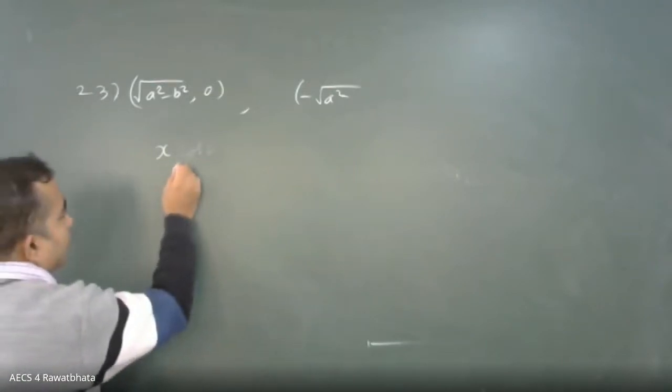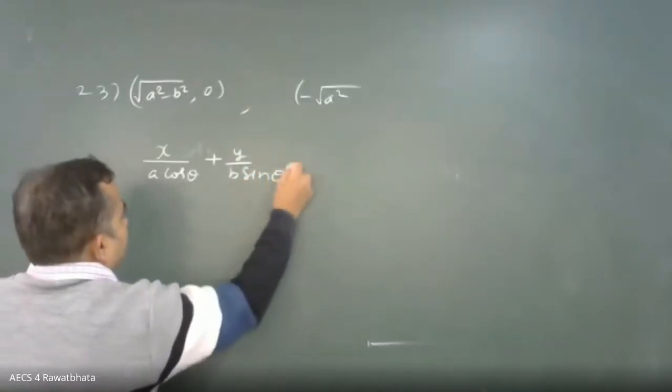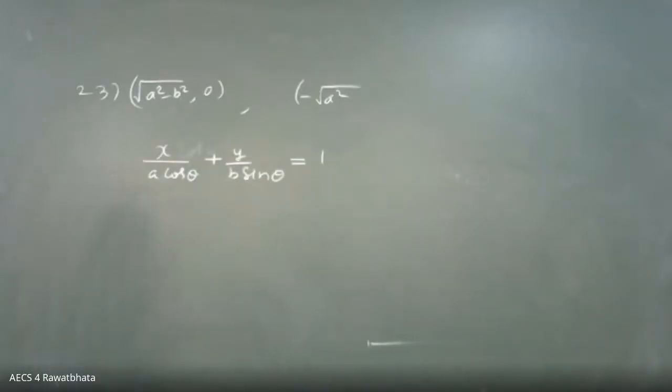Prove that the product of the lengths of perpendiculars drawn from the points (root of a square minus b square, 0) and (minus root of a square minus b square, 0) to the line x upon a cos theta plus y upon b sin theta equals 1 is b square. Can you repeat the line? x upon a cos theta plus y upon b sin theta equals 1 is b square.